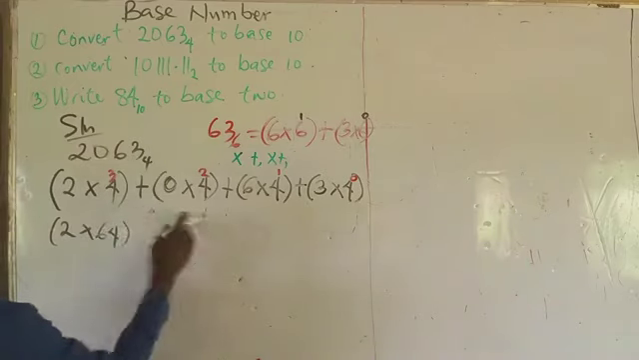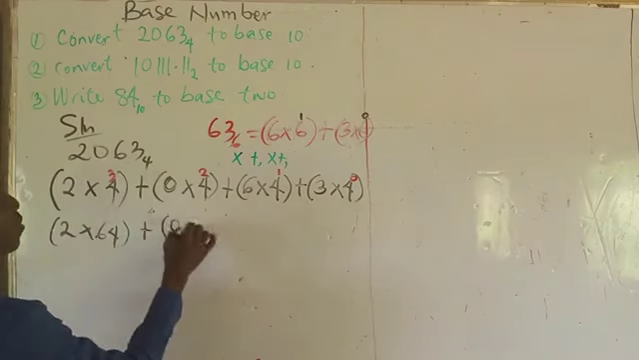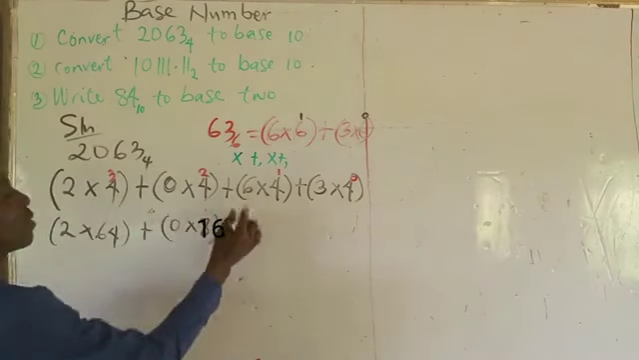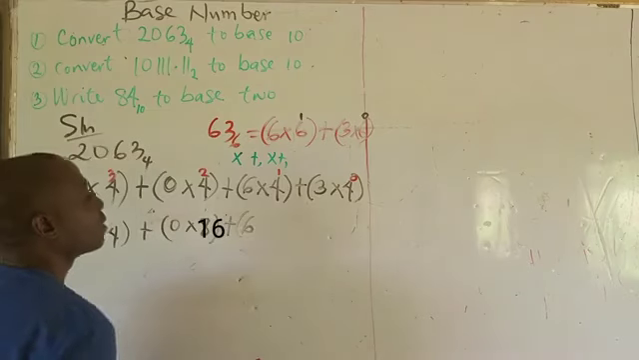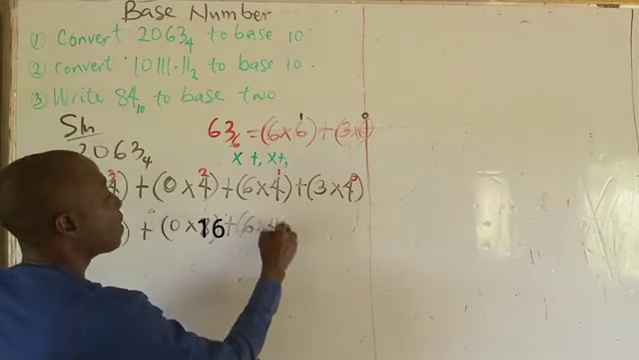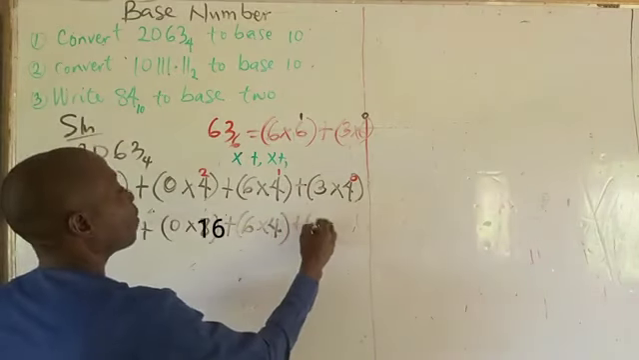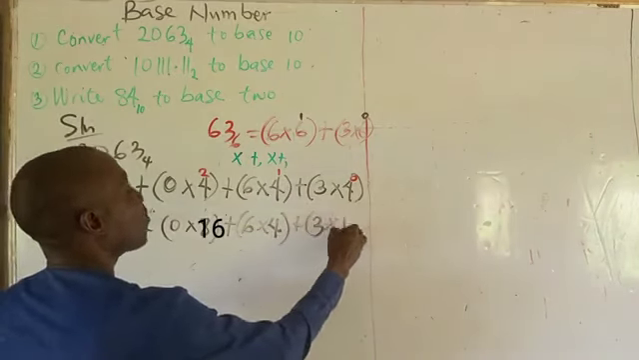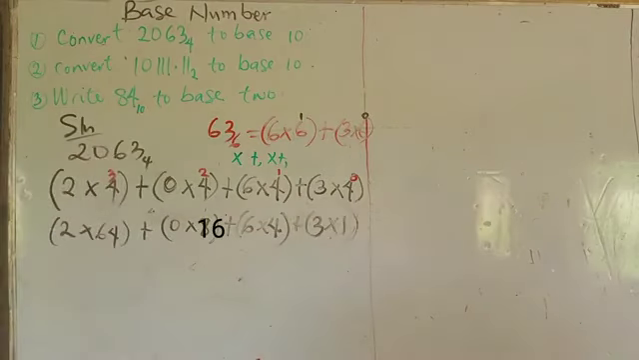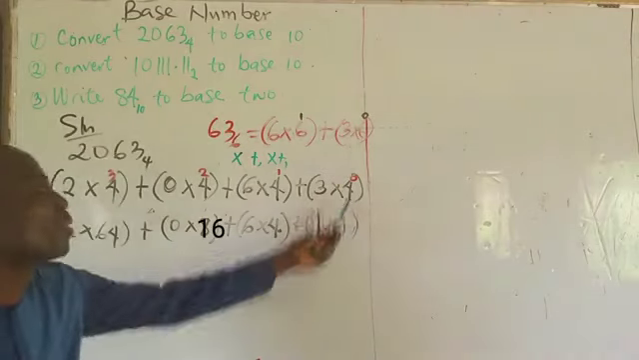Plus 0 times, plus 6 times 4, plus 3 times 1. Why is it 1? Indices: anything raised to power 0 is 1. So 4 raised to power 0 is 1.